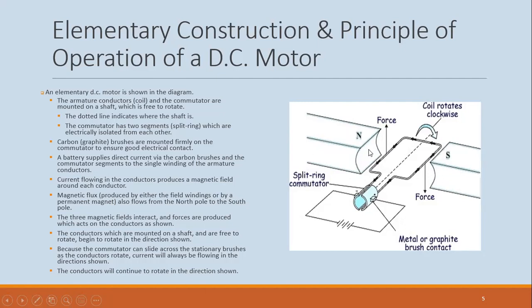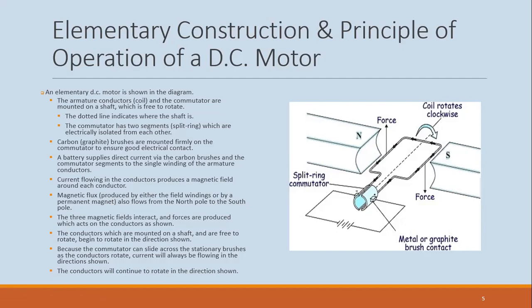Now, based on Fleming's left-hand rule, we can tell the direction in which the conductors will move, once a current is flowing in the conductor and it is inside a magnetic field. So the direction of rotation, because it's on a shaft, this one moves up, this one moves down, and because they're on a shaft tied together, they rotate. So this will always be the direction of rotation once the supply voltage is oriented, as you see there.